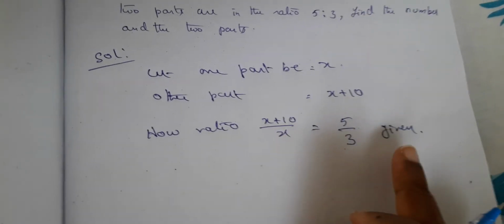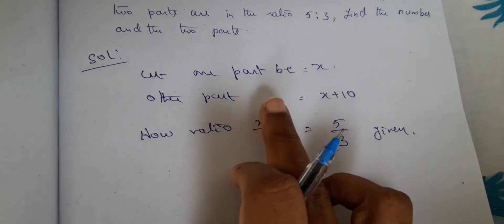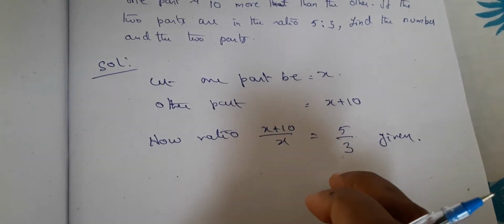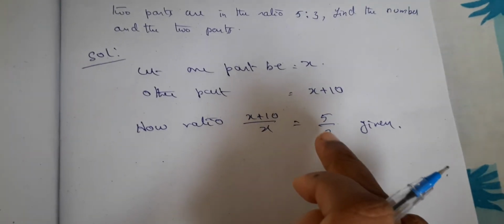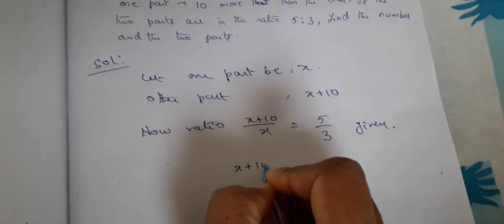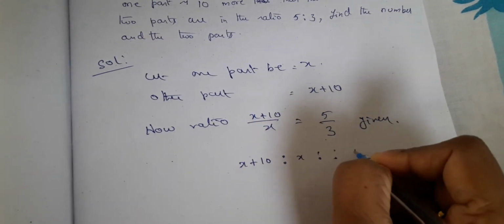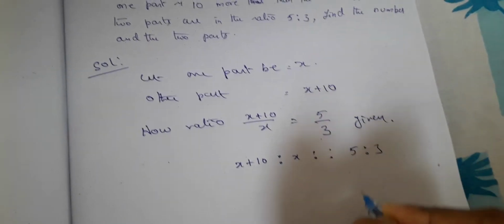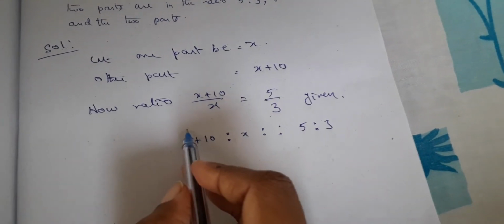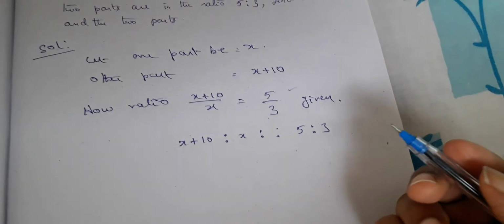While assigning, a few of you have done it in reverse. That is, you took x by x plus 10 and you equated it to 5 by 3. So this can be written even like this. See, x plus 10 is to x as 5:3. So this is the standard form and this is the simplest manner in which you can solve the equation.